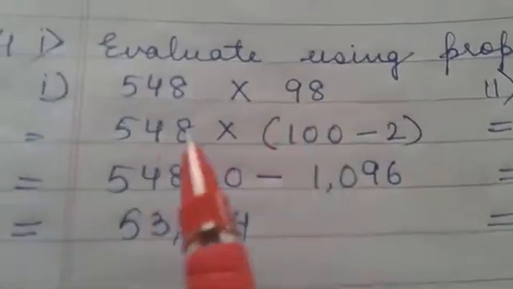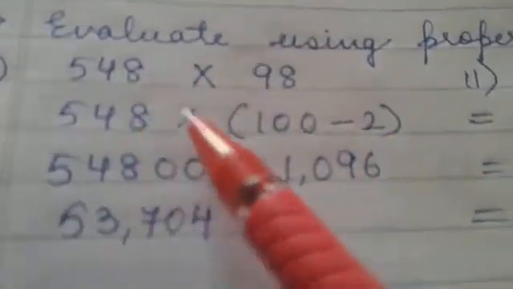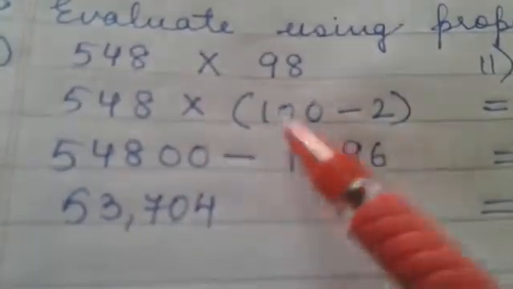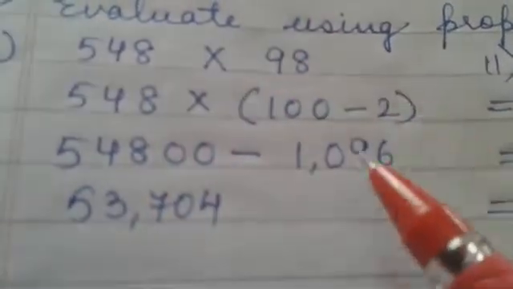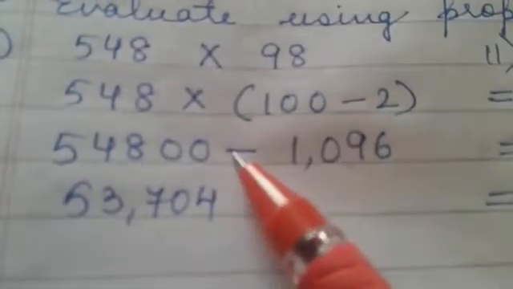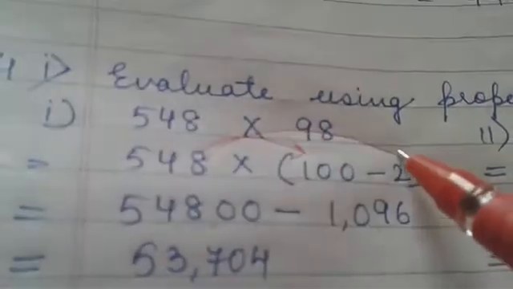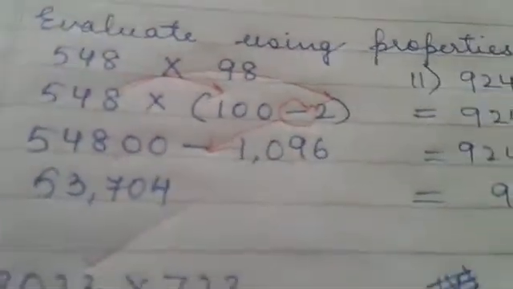Question number 4, evaluate using properties. Different properties. So 548 multiplied by 98. I can write 98 as 100 minus 2. Distributive property I have used here. So 548 multiplied by 100 minus 548 multiplied by 2. After multiplication, this minus as it is. I hope you are understanding. Multiply, and then subtract it and get the answer.